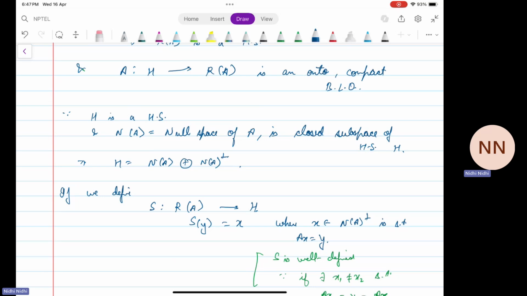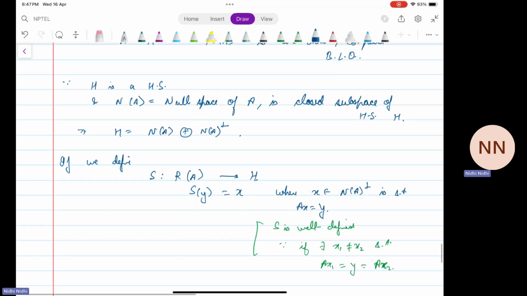So we don't know whether this is a bounded linear operator or not. We'll start with just defining S from Ra, which is again a Hilbert space, to H, where Sy is equal to x, where this x is an element in the orthogonal complement of the kernel of A such that Ax is equal to y. The first thing that we should check is whether this function S is well defined or not. The problem will occur when some element y in Ra will have two images. That will be the point of ambiguity.